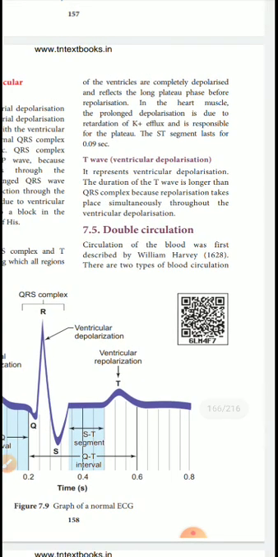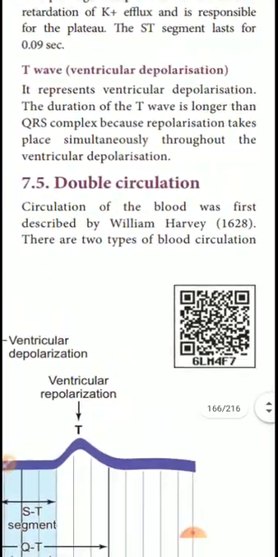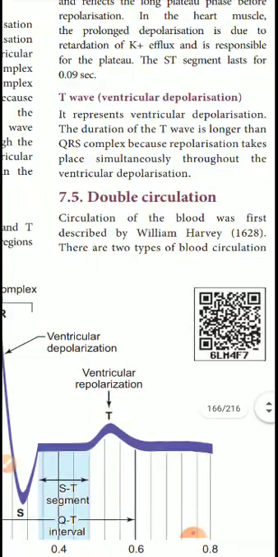Okay, the T wave is ventricular repolarization. It represents ventricular repolarization. The duration of the T wave is longer than the QRS complex because repolarization takes place before that. In all the waves we were talking about only depolarization, I didn't open my mouth about repolarization. So you know the difference between depolarization and repolarization. So repolarization takes place simultaneously throughout the ventricular depolarization. Are you understood? So this is what happens.